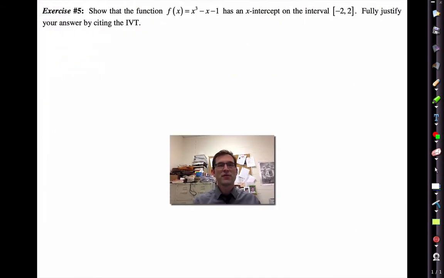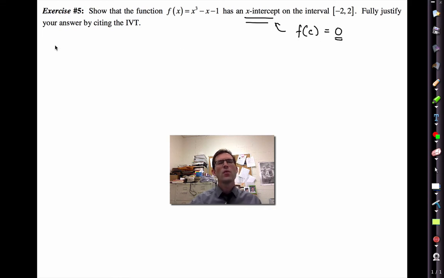All right, exercise number 5. Show that the function f of x equals x cubed minus x minus 1 has an x-intercept on the interval -2 to 2. Fully justify your answer by citing the IVT. All right, an x-intercept. Well, by definition, an x-intercept is a place where f of c is equal to 0.